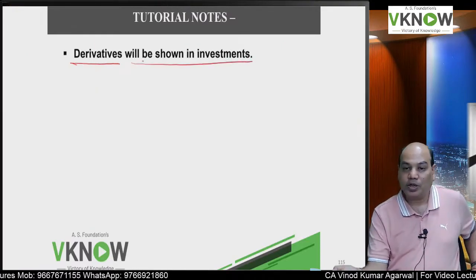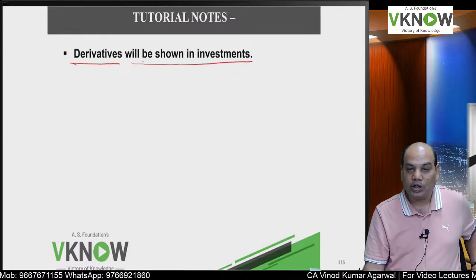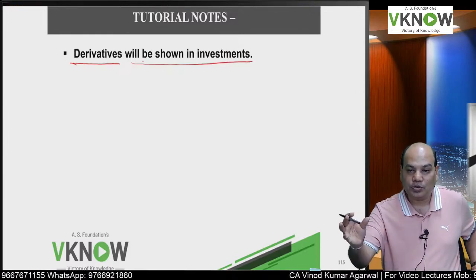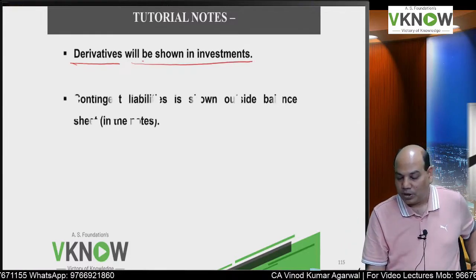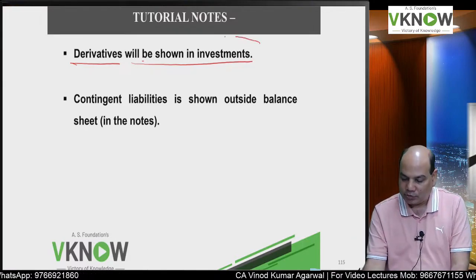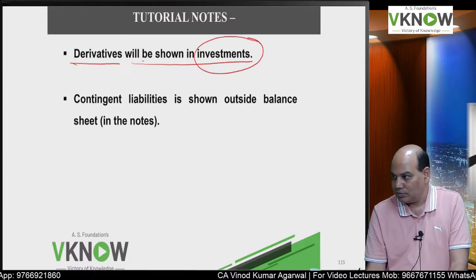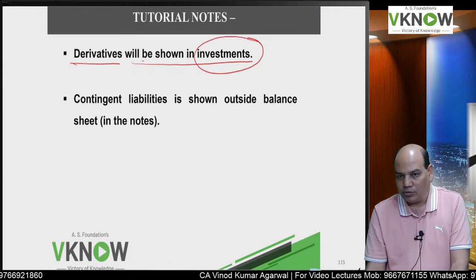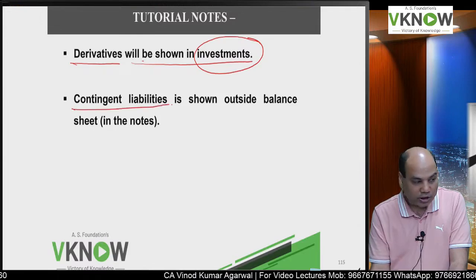Derivative will also appear in the balance sheet now. If you have entered into forward, future, option, swap, it will appear as an asset or a liability in the balance sheet. If it is asset, it will come under investment. If it is liability, it will come under current liability. Then what about contingent liability?